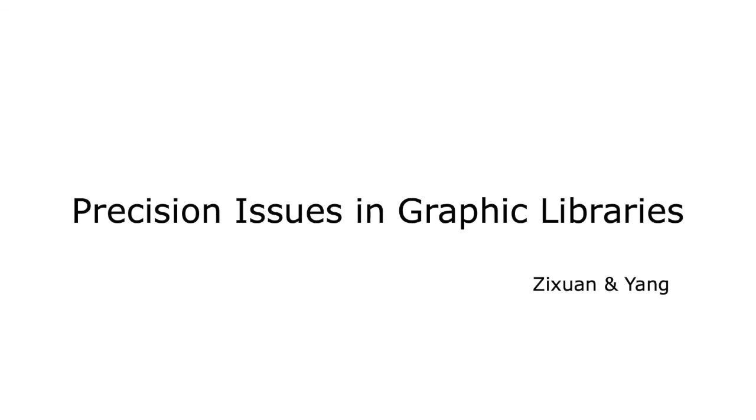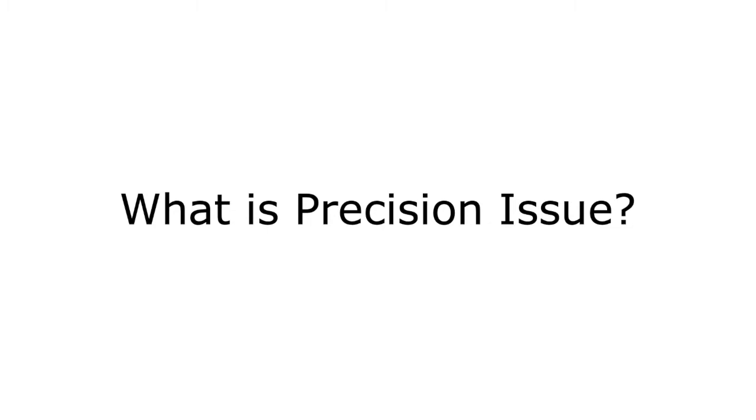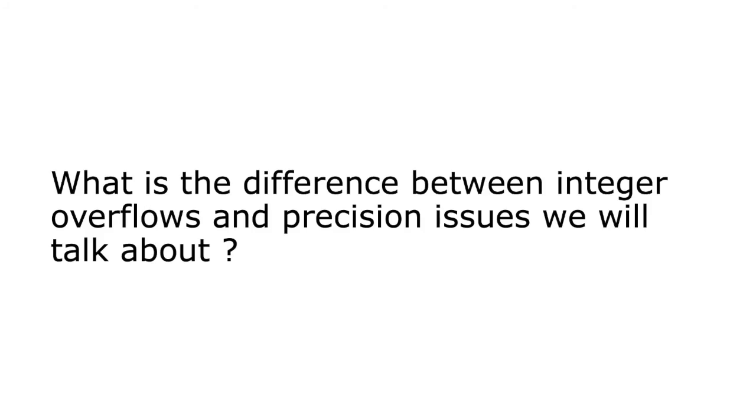Hello everyone. Today we are going to talk about a seldom seen vulnerability called precision issues that typically affects graphic libraries. So what is a precision issue? The root cause of such issues is using limited precision arithmetic in cases where a precision error would invalidate security assumptions made by the application.